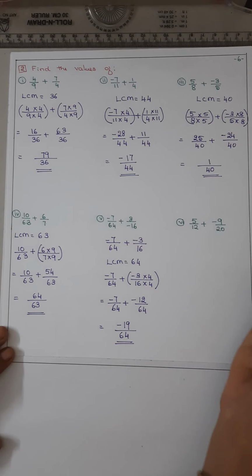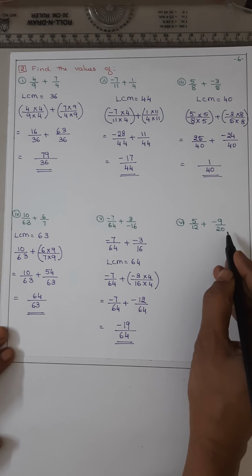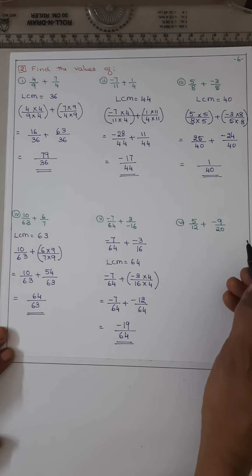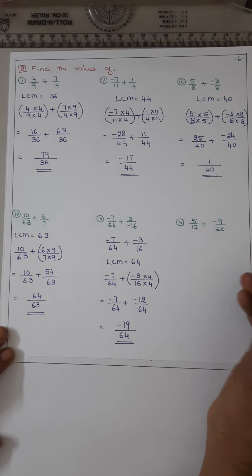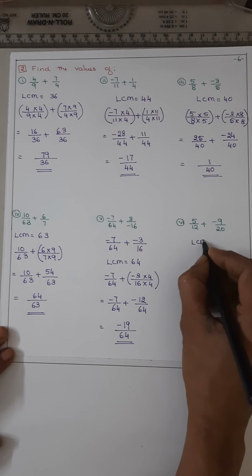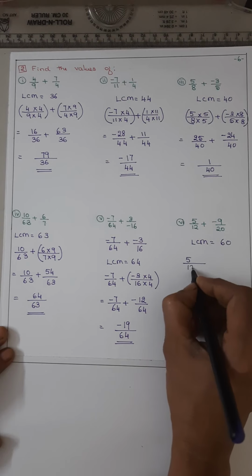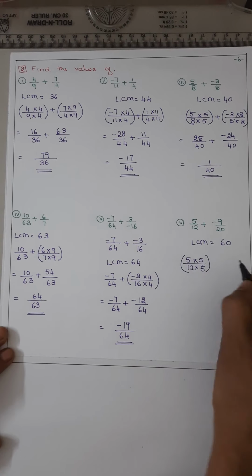Sixth subdivision, 12 and 20. So bigger number is 20. 20 के टेबल में 2 1s are 20, 2 2s are 40, 2 3s are 60 है ना. So 12 के टेबल में 60 है. So LCM is equal to 60. So 5 by 12, 12 5s are 60, plus minus 9 by 20, 20 3s are 60.